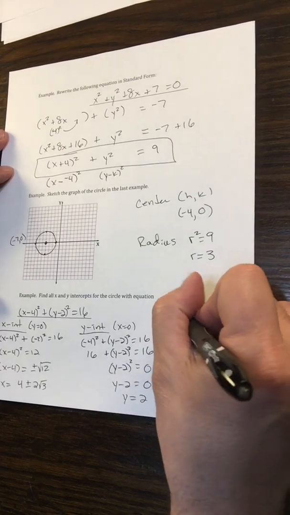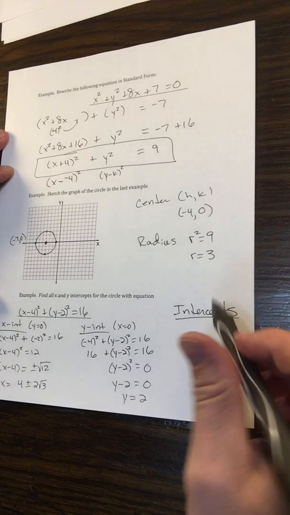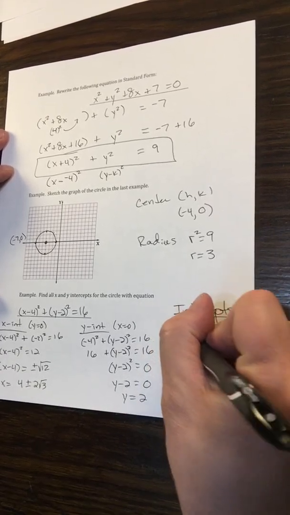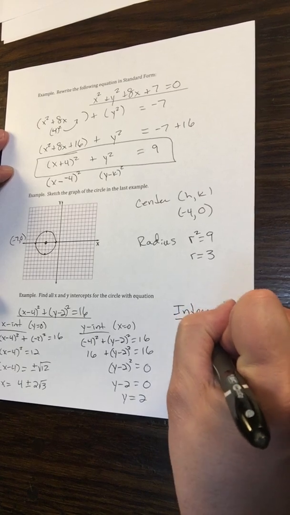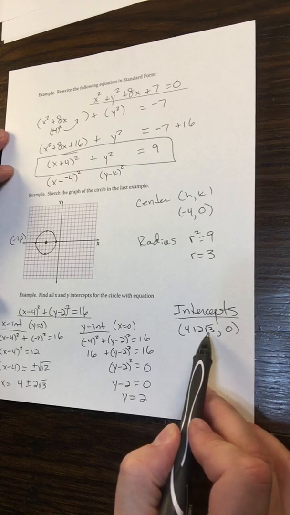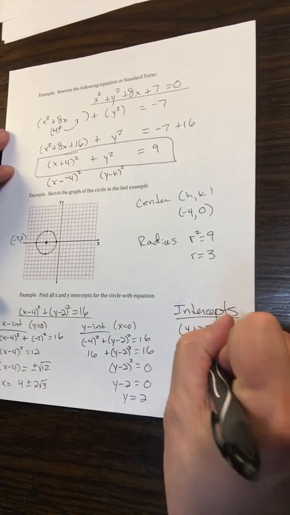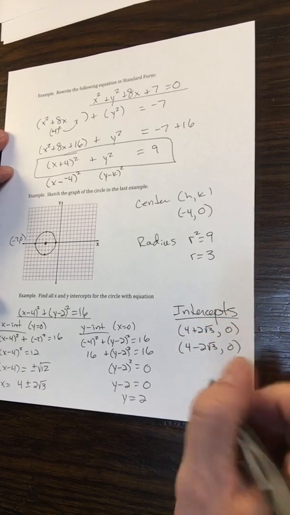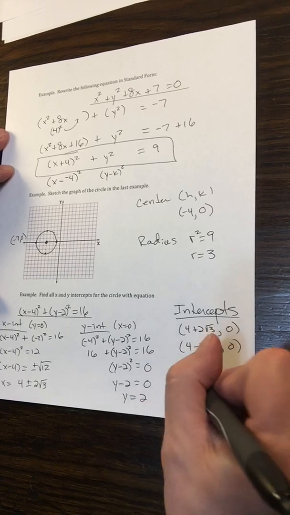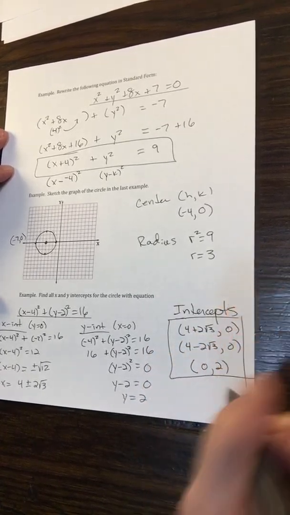Okay, so my intercepts, since it asked for them, there could be 4 of them altogether. I have 4 plus 2 root 3, comma 0. It'd be much easier if I made that a decimal so I could see where it is if I had to graph it, right? And then, of course, there's going to be 4 minus 2 square root of 3, comma 0. And then this one where x is 0, y is 2, so there's another point at 0, 2. There are your 3 intercepts.